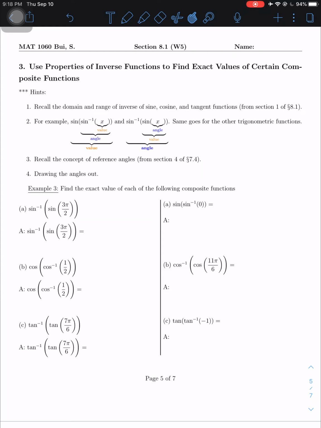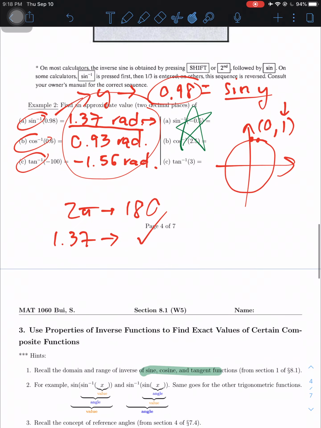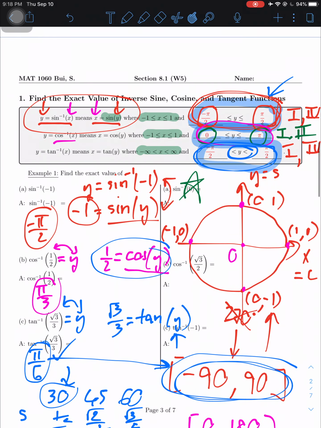And I give you some personal advice or hints in here. First of all, recall the domain and range of the inverse sine, cosine, and tangent functions. What do I mean by this? I mean the restriction that we had earlier, like this kind of restriction right here. Let me circle it in green so you guys know.